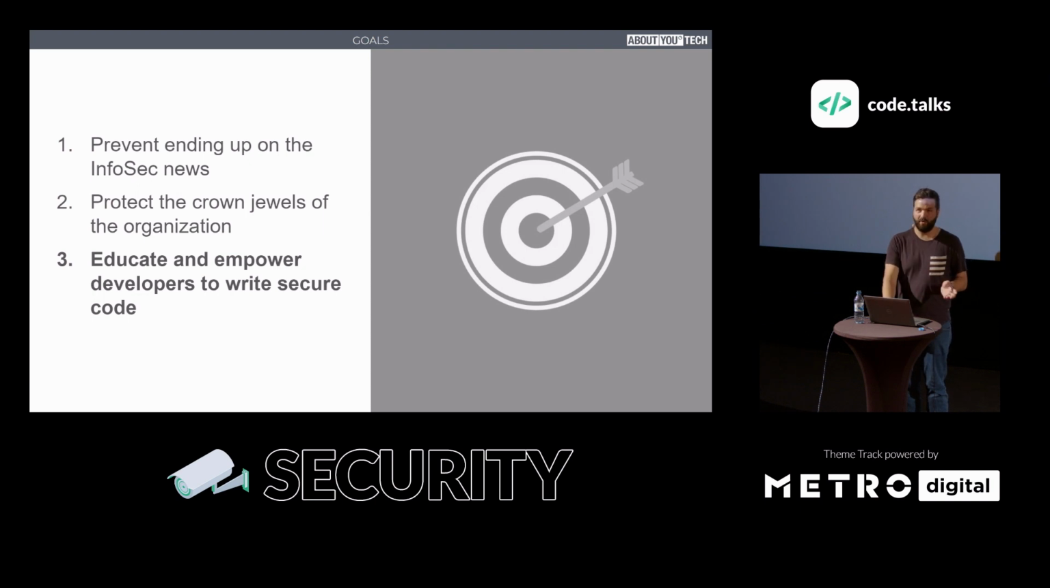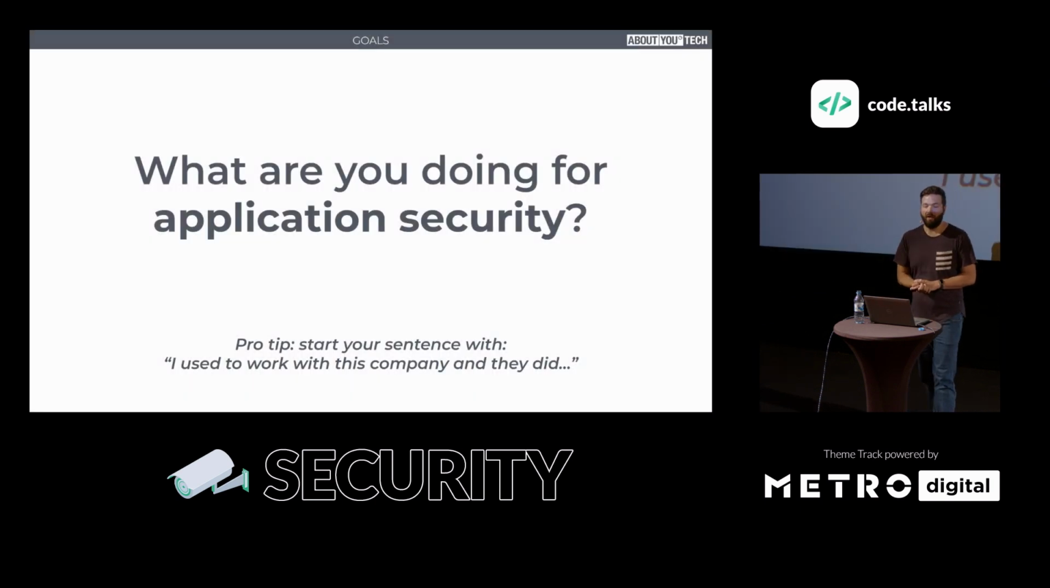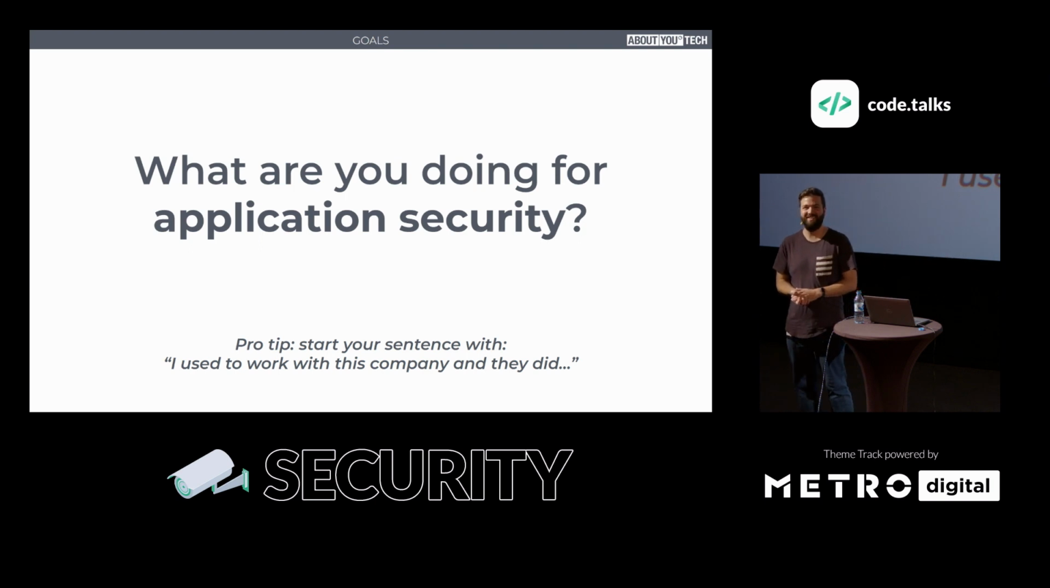Now, I want to hear from the audience. What are you doing in regards to application security? Do you feel empowered to write secure code? Are there any volunteers? Promise we won't judge, and you may start your sentence with I used to work at this company and they did something. Any takers? Come on, don't be shy. So you're all doing nothing for application security? There's one brave enough man. Please go ahead.